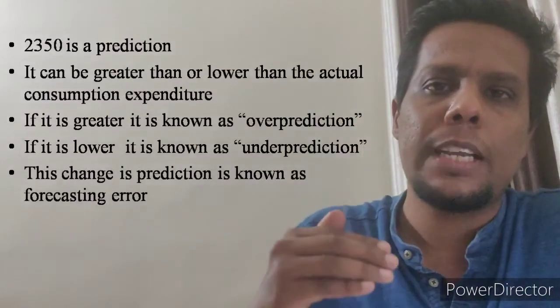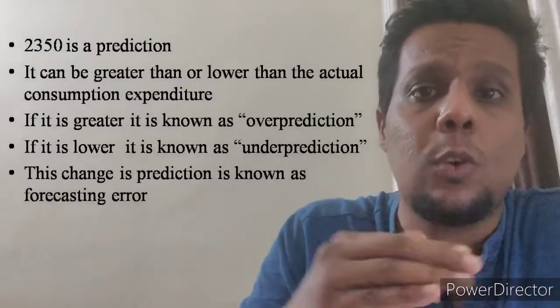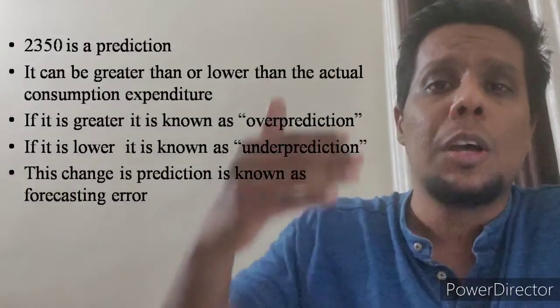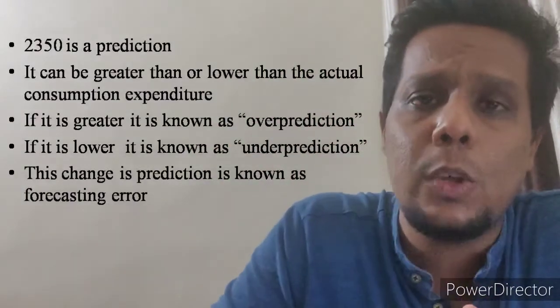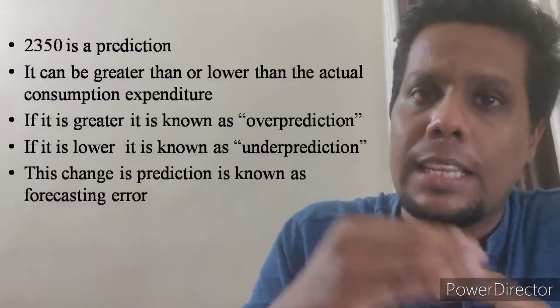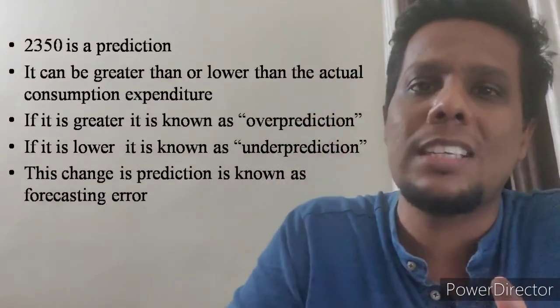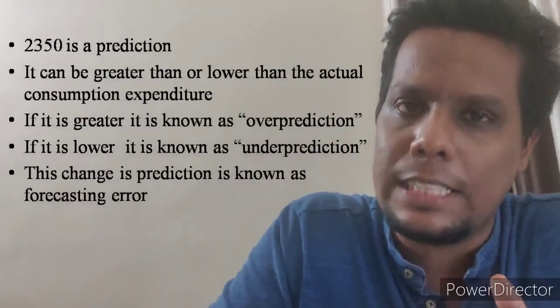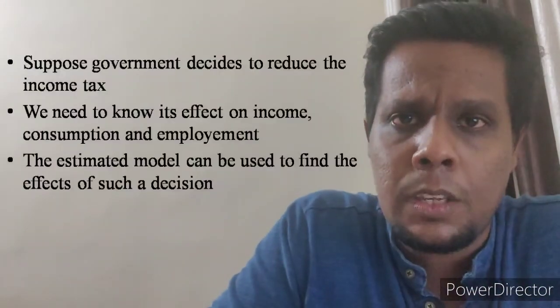If the value of prediction is more than the actual value, it is over prediction, and if the value of prediction is lower than the actual value, it is under prediction. This difference or variation is known as forecasting error. In the coming videos, we will discuss the methods that can be used to reduce this error. And this estimated model can also be put to other purposes.